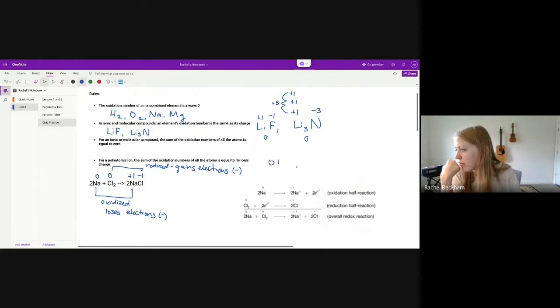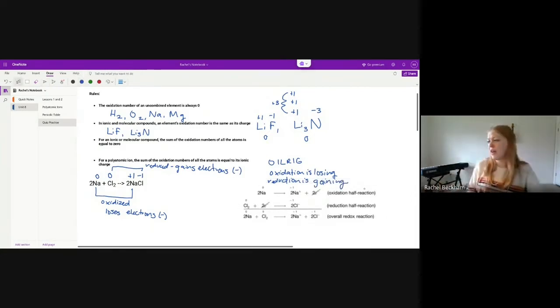My teacher used to have us remember it like this: OIL RIG, and that stands for oxidation is losing, reduction is gaining. OIL RIG. That's a weird A that I wrote there, but that's okay. Oxidation is losing, reduction is gaining, if you want to remember it that way.